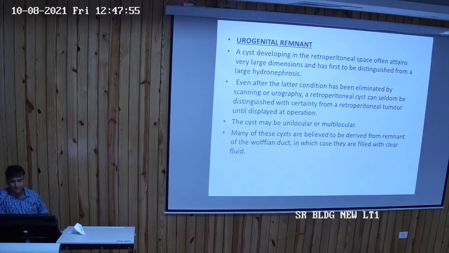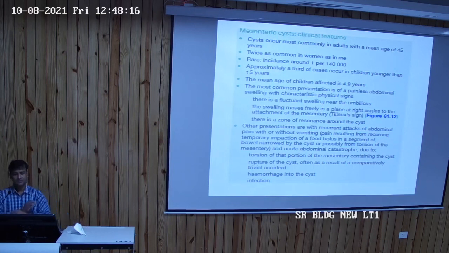Even after the latter condition has been eliminated by scanning or urography, a retroperitoneal cyst can seldom be distinguished with certainty from a retroperitoneal tumor until displayed at operation. It may be unilocular or multilocular. The common clinical features of mesenteric cyst.